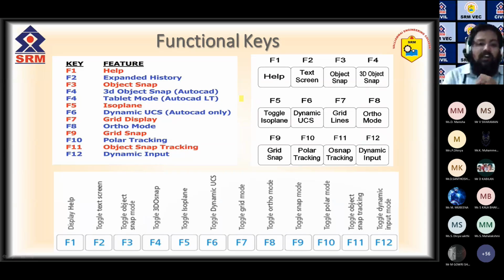Okay. Then I'll touch upon only the very important function keys, which have been highlighted in red color. F2 is the expanded history, where you will have all the commands you used. F3 is object snap. F3 is nothing but the object snap. I'll touch upon that. What is snap? I'll touch on that very soon. So F3 is object snap, where you can toggle it on and off.